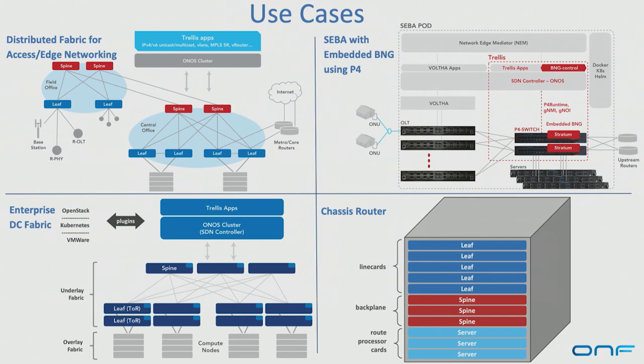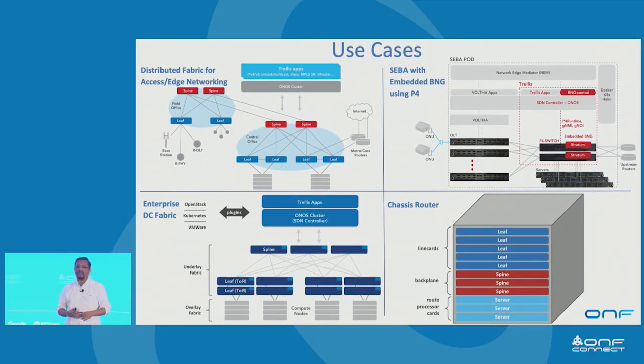This is very similar to what Google did with its B4 project. So if instead of spreading the leaves and spines over your data center, you put them all in a rack, your leaves are your line cards, your spines are the backplanes of that chassis router, and the servers which hold all the control software, well, that's like your route processor cards. So we do encourage the community to think about Trellis as a platform, a foundation for these other use cases.